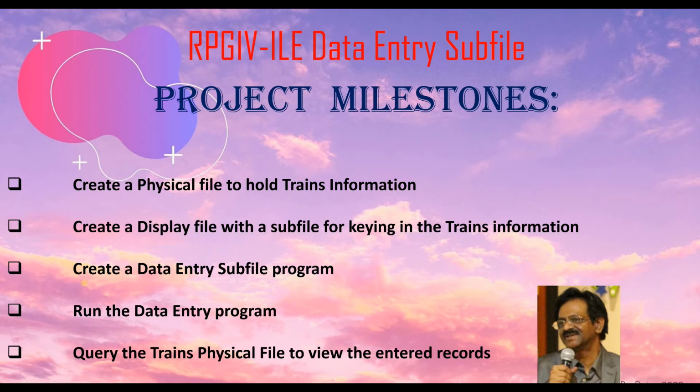In this magical session, we will cast a spell to create a physical file to hold train's information, create a display file with a subfile for keying in the train's information to enable heads-down data entry, create a data entry subfile program to enter data into the train's information database file, run the data entry program to populate the physical file with the train's information, and query the train's physical file to view the entered records.